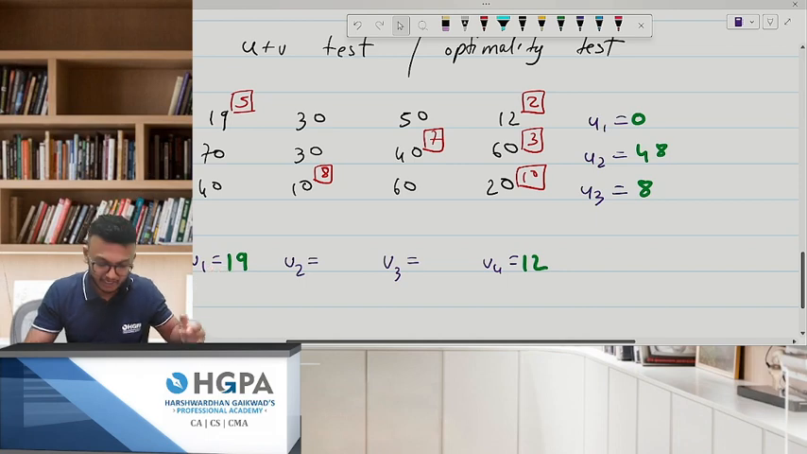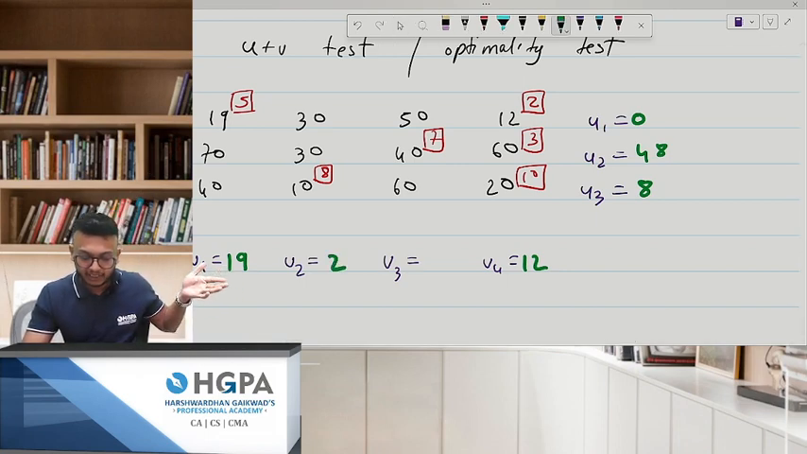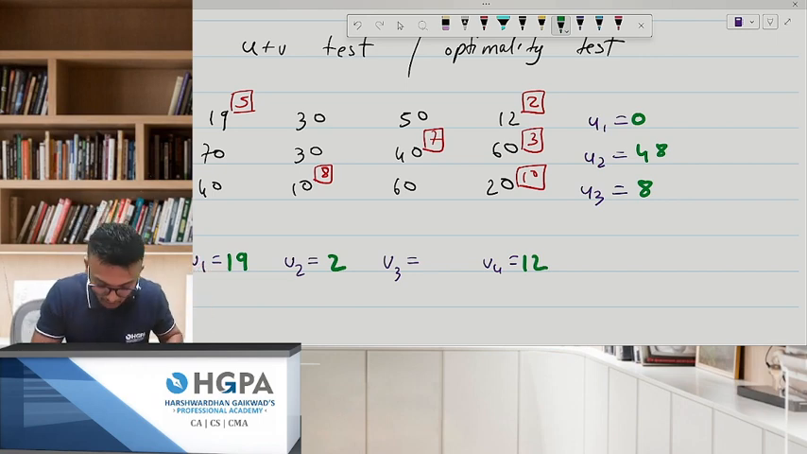8 plus what is 10? So 8 plus 2 is 10. And what is V3? 48 and 40. 48 minus what is 40? 48 minus 8 is 40.